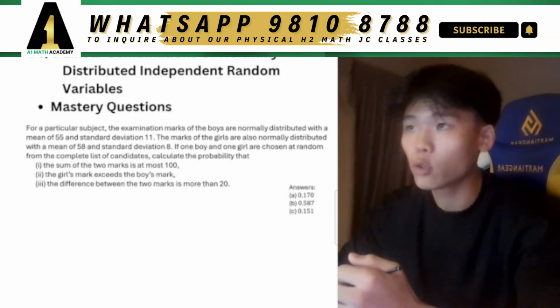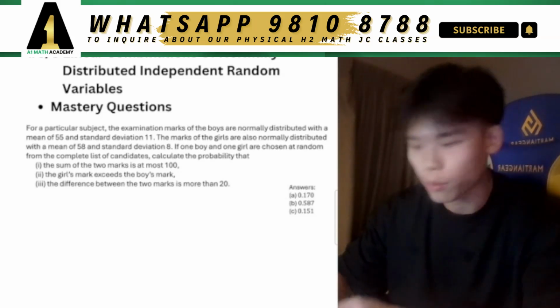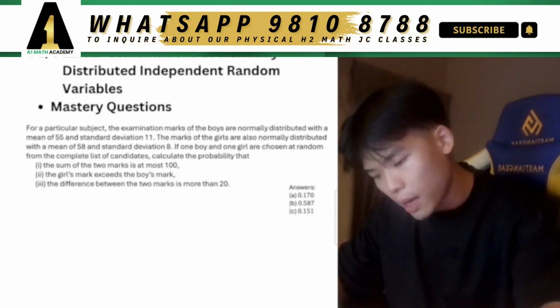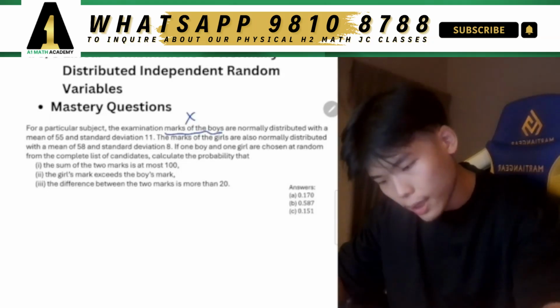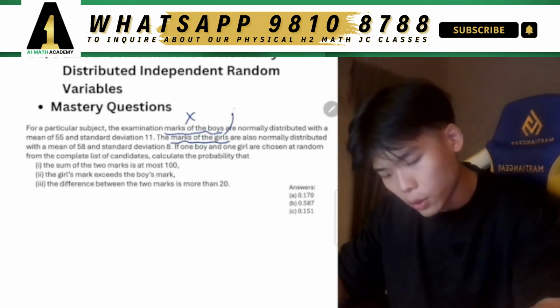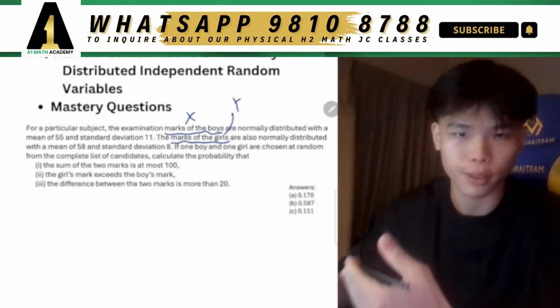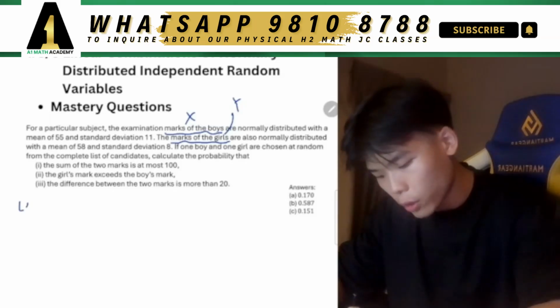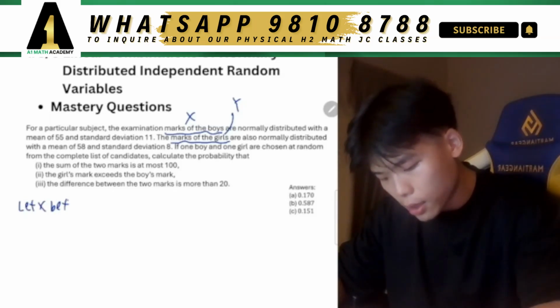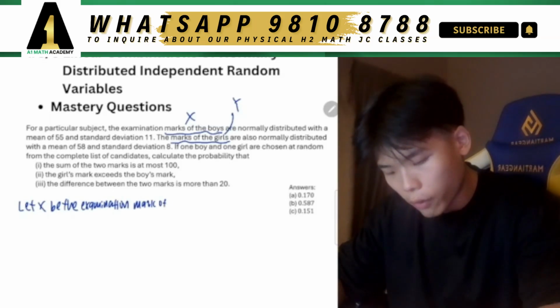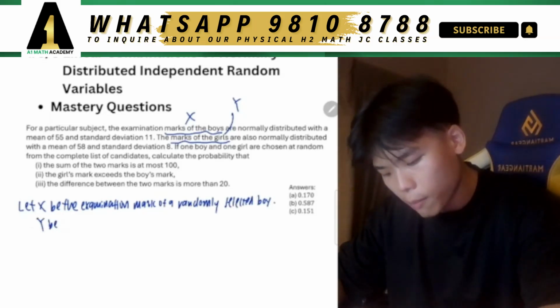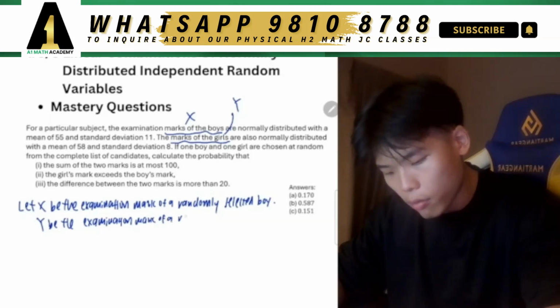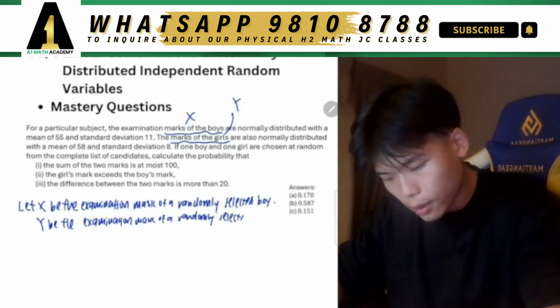We see that we have two different random variables. Over here, we have the marks of the boys. I'm just going to call this X. And we have the marks of the girls, which I'm going to call Y. So, of course, in the exam, we're going to define it. We're going to let X be the examination mark of a randomly selected boy. Then let Y be the examination mark of a randomly selected girl.